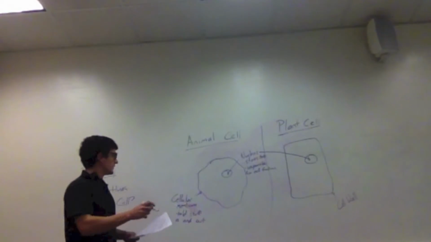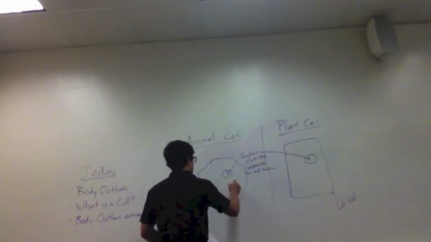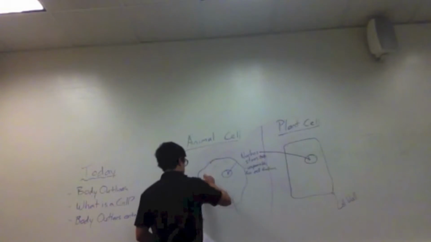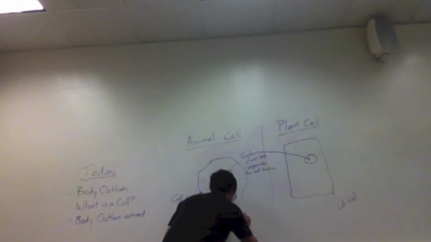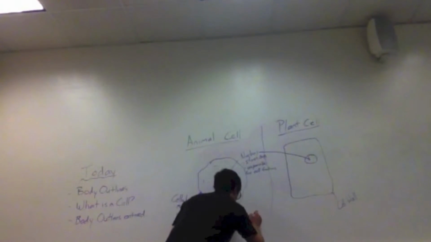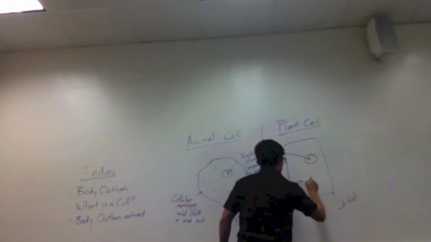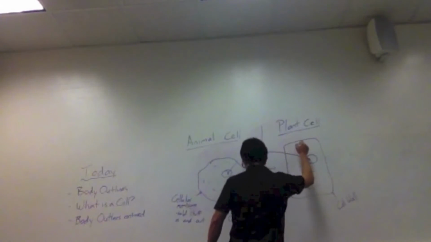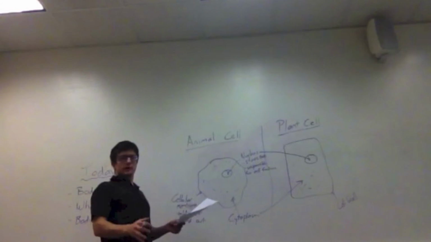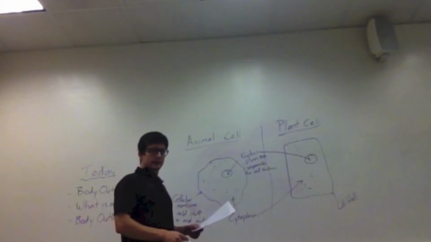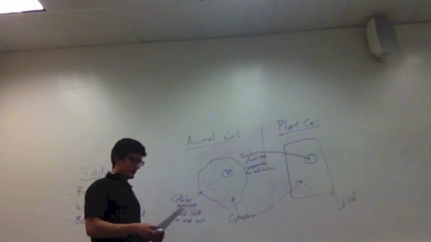Cytoplasm. This is all the stuff that's in, around, surrounding the nucleus and other organelles. It too is present in both plant and animal cells. The purpose of the cytoplasm is, like I previously said, it's a jelly that holds the organelles in place so they're not bumping into each other and injuring one another.